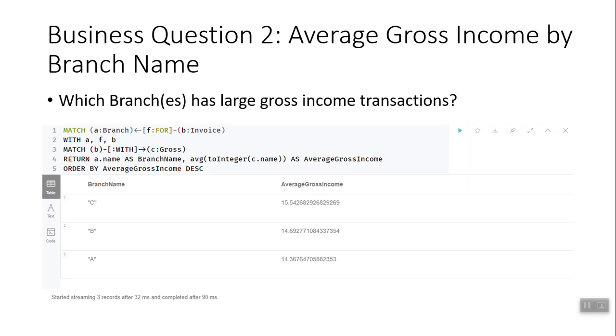Business question 2, average gross income by branch name. Which branches had the largest gross income transactions? Again, when I executed this, I needed to see it in descending order, largest to smallest, and I was able to see that branch C had the largest on average as well, which again indicates to me that branch C has stores within the branch that have on average high grossing income transactions.